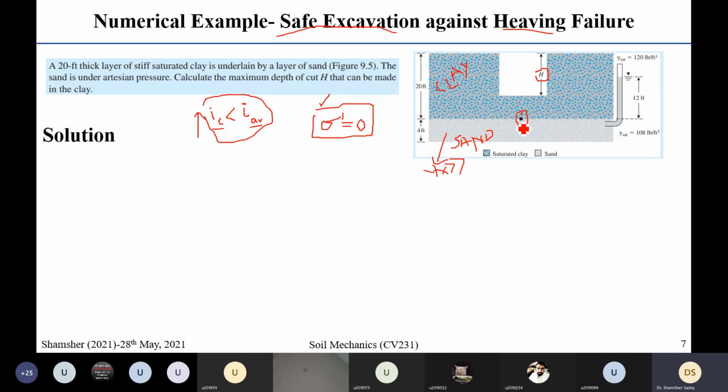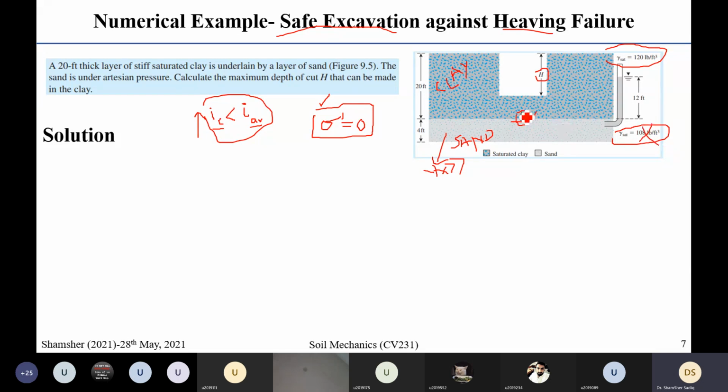Now effective stress zero means that at point A you have to calculate the effective stress. So at point A you need to calculate the total stress and pore water pressure. Total stress minus pore water pressure will be the effective stress. It also says that the unit weight of the clay is 120 pounds per cubic foot and the unit weight of the sand is 108 pounds per cubic foot, but we are not going to use this unit weight.